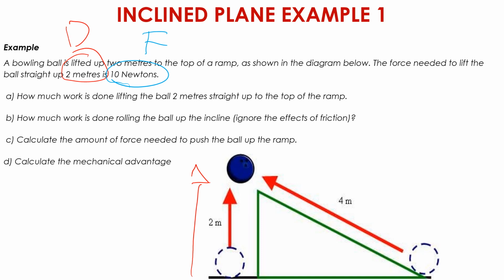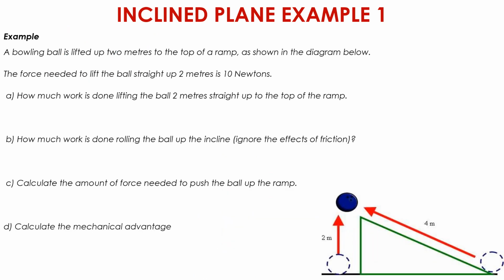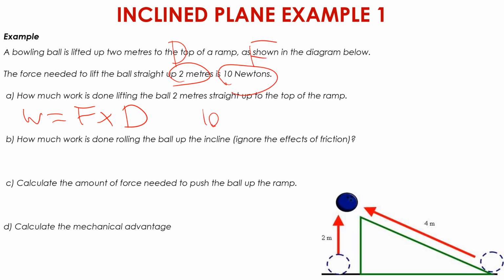How much work will we need to lift it up 2 meters? How much work will we need if we use the ramp? And what is the mechanical advantage of using the ramp? All right, so for part A, how much work will it take to move the ball 2 meters straight up? So again, start with the formula. Work equals force times distance. So again, 2 meters is our distance. 10 newtons is our force. So we've got 10 N times 2 m equals 20 joules.